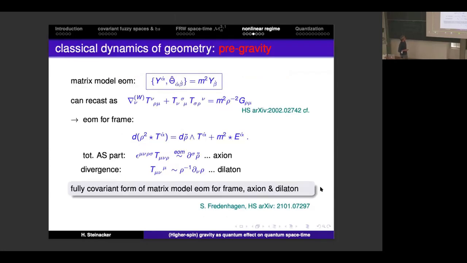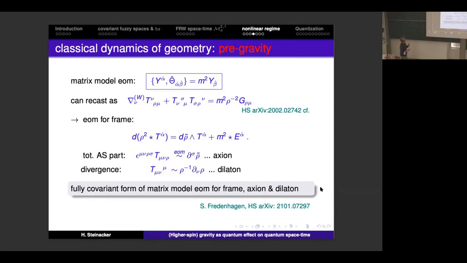Okay, now if you work with this, the equations of motion for the matrix model are of course nonlinear, they look like that. So they're very intransparent. You don't know what it means. But in terms of the torsion, you can recast it in a covariant language, and it boils down to these nonlinear equations for the torsion tensor in terms of the Weitzenböck connection. This is still a bit strange because for the Weitzenböck connection you don't have a good intuition, but you can now rewrite it in terms of the Levi-Civita connection.